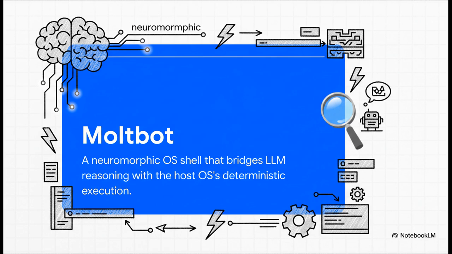What is Moltbot, actually? The first thing you've got to get is that this is not a model, it's not an inference engine. It's an agent runtime. The docs call it a neuromorphic OS shell, which is a fancy way of saying it's a bridge. It connects the fuzzy, thinky world of an LLM with the cold, hard reality of your command line. It lets the AI actually do stuff on your machine.